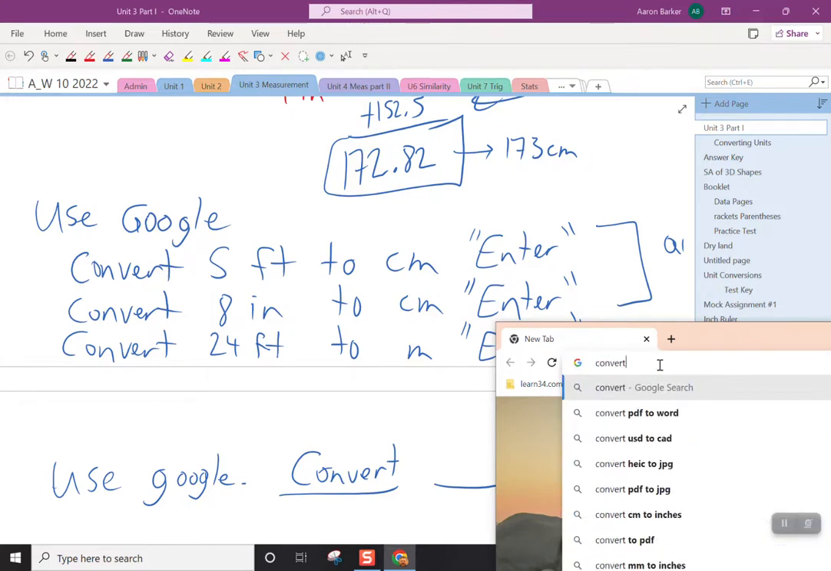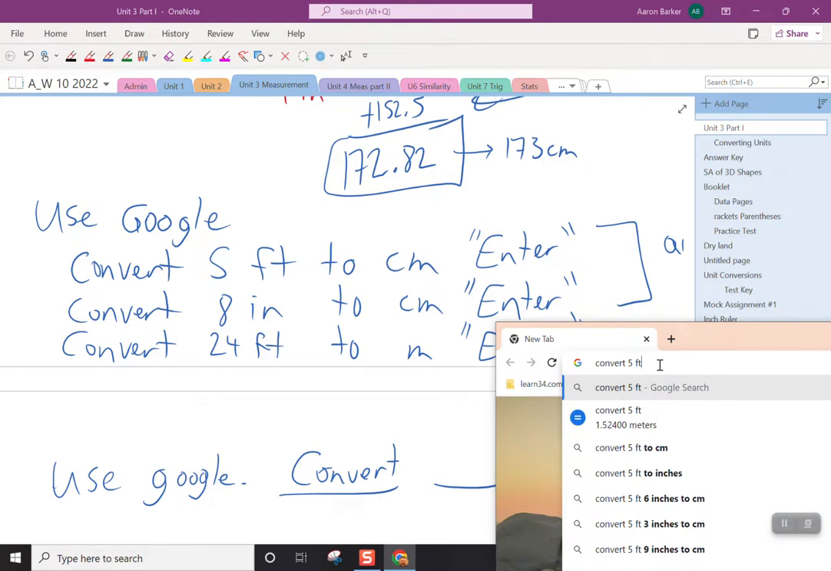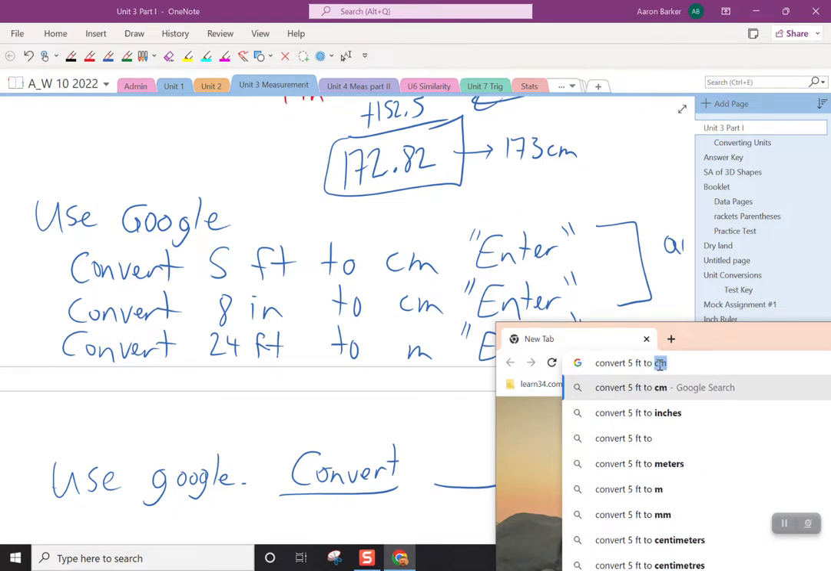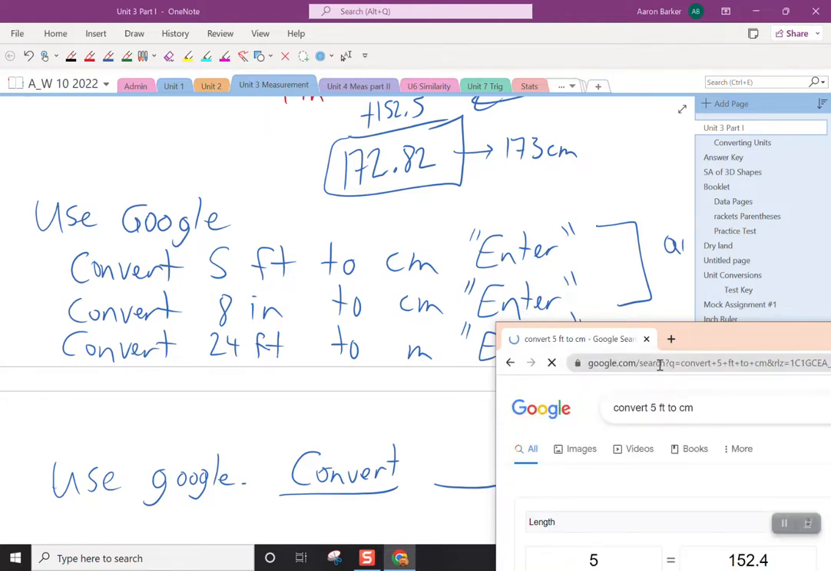Convert, and that's the most important word. Convert 5 feet, notice you have to have your spacing, 2 centimeters. It even pops up for me. You only have to enter in all the keys. Wow, this is made for Workplace 10. Press enter, and there's your answer.